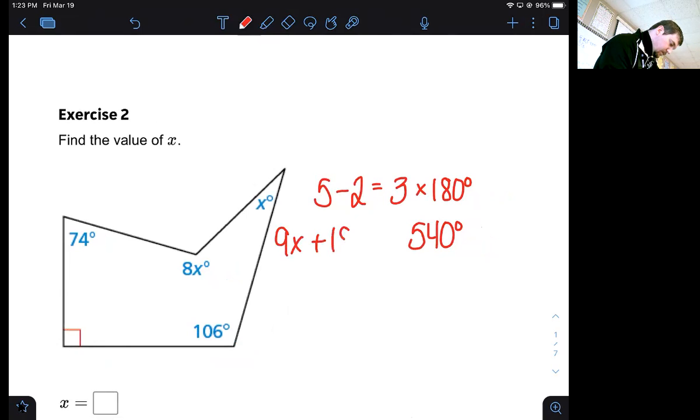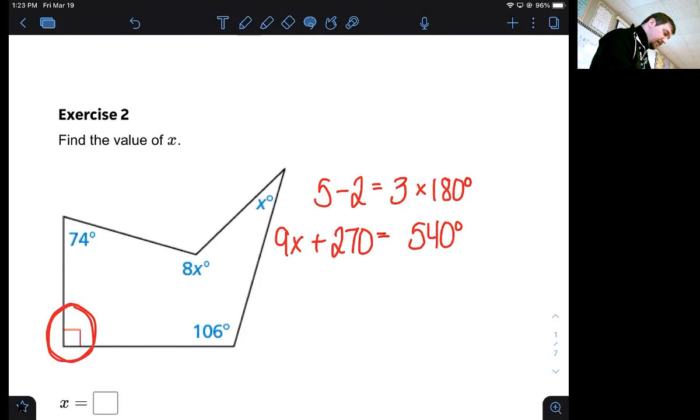Wait, no, it's not right. It should be 270. Right, it's plus 90 in the corner. Did we count this? Okay. So if we add 74 and 106, we get 180. So if we add 90 onto that, it should be 270. Okay.